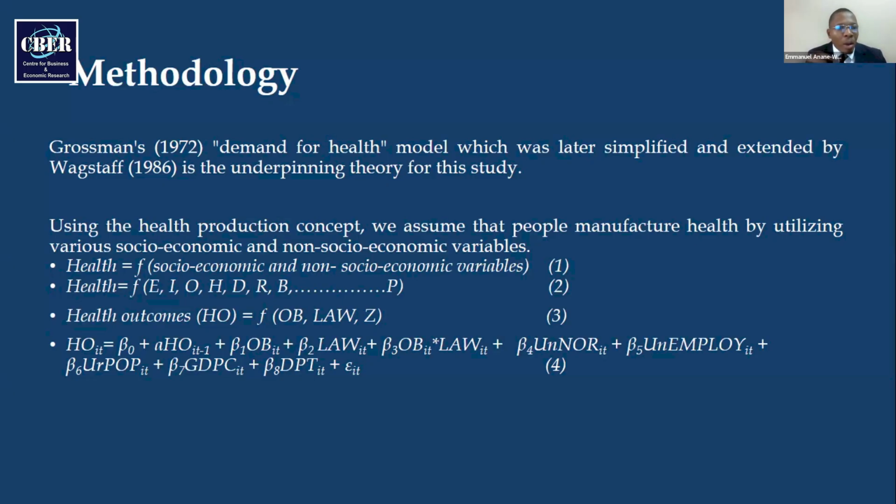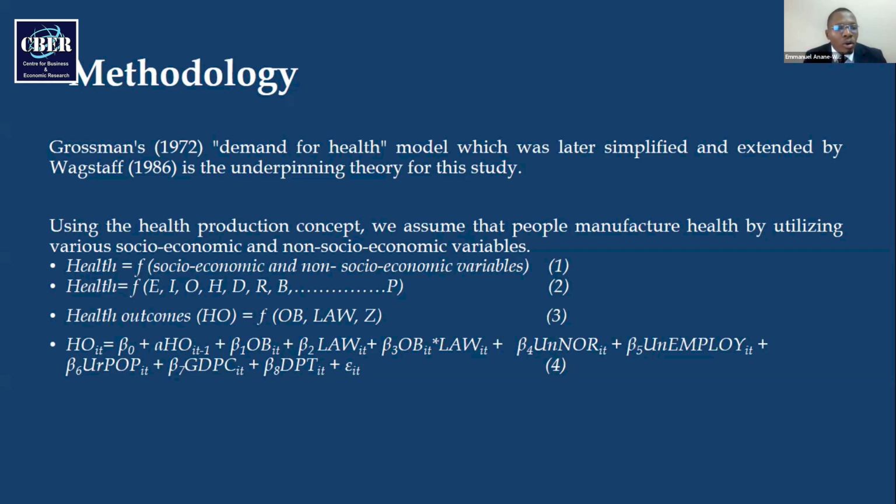The dynamic form of our model is expressed in equation 4, where we are looking at HO_it, that is health outcomes in their current figures, as against HO_it-1, that is the first lag of the health outcomes. We are looking at its effects, looking at obesity, law. Now we look at the moderating effect that regulatory institutions have on obesity and what would be the effect on health outcomes.